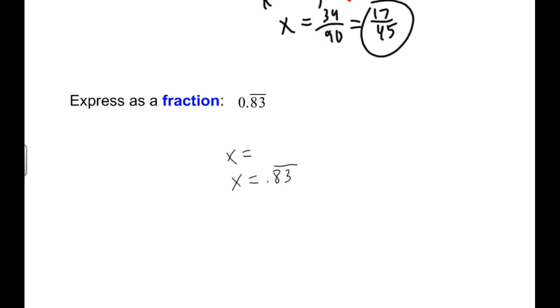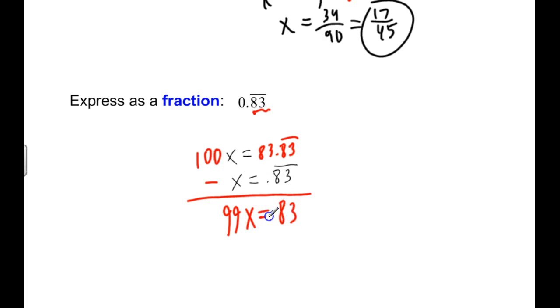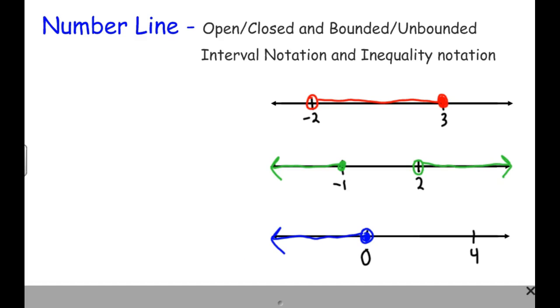It makes sense if you think about it. We've got 2 decimal places there. So instead of multiply by 10, let's multiply by 100. So we get 83.83 repeating. Now you see when you subtract, you get 99x equals 83. And those cancel, or at least subtract to get 0. And we get x equals 83 over 99. And in fact, some of you knew the shortcut. Some of you knew that was 83/99. That would be a little quicker if you did it that way.